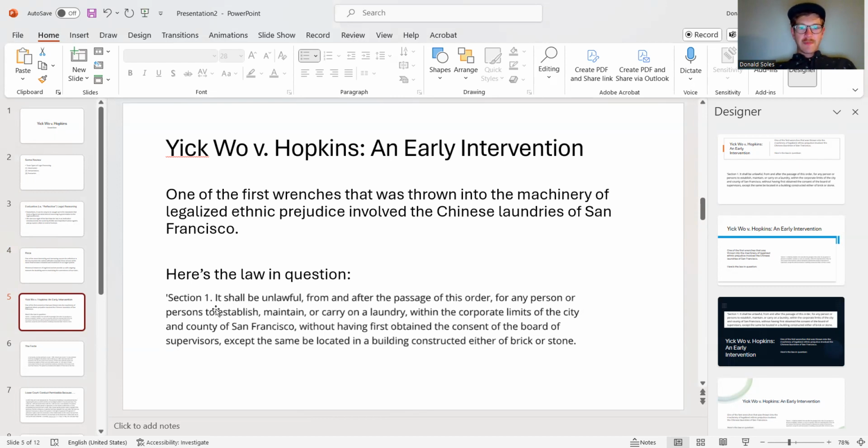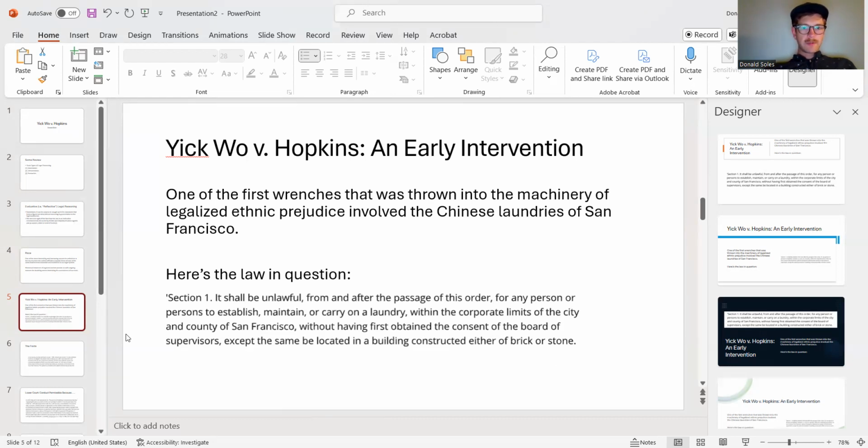Here it is. "It shall be unlawful from and after the passage of this order for any person or persons to establish, maintain, or carry on a laundry within the corporate limits of the city and county of San Francisco, without having first obtained the consent of the Board of Supervisors, except the same be located in a building constructed either of brick or stone." So there you have it. Unless the laundry is in a building made of brick or stone, it must be assessed by a Board of Supervisors. They must give their consent for the laundry to operate. And if the owner was unable to procure the assent of the board, they would have to cease operation as a laundry.